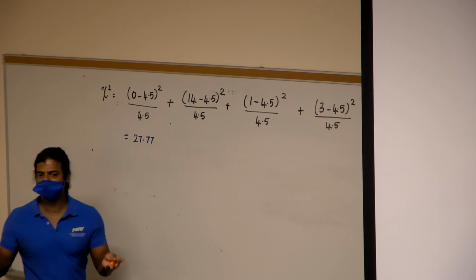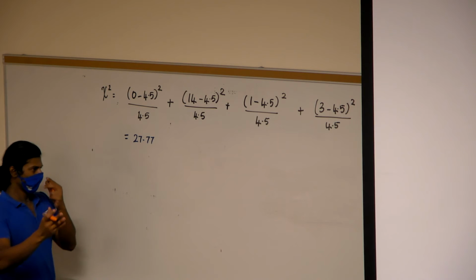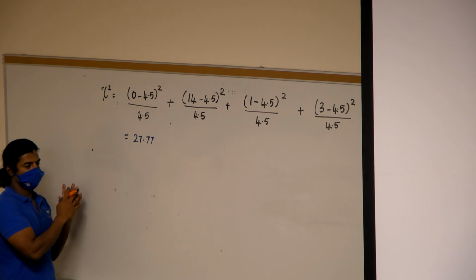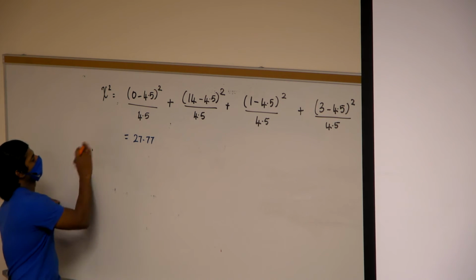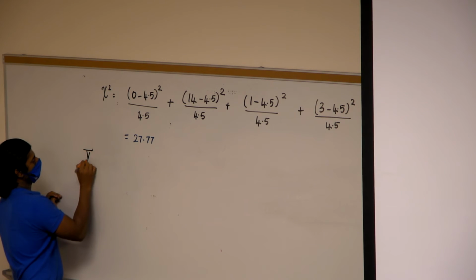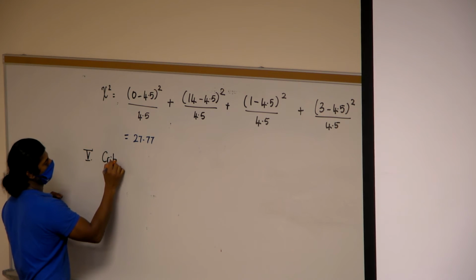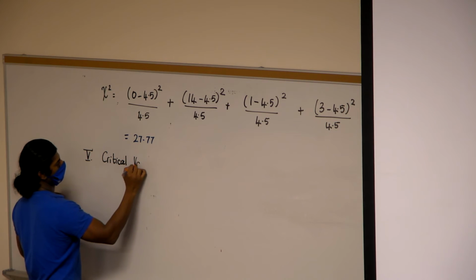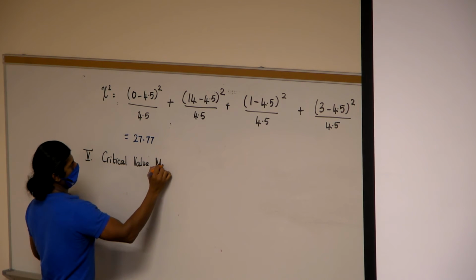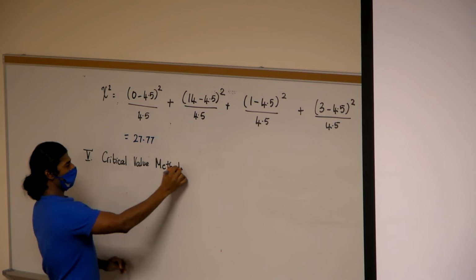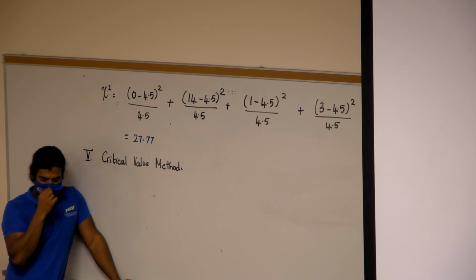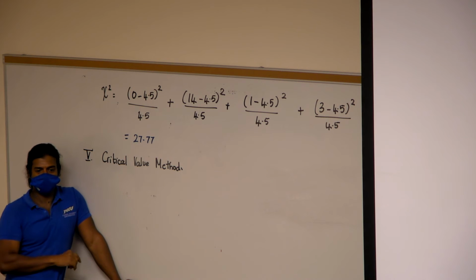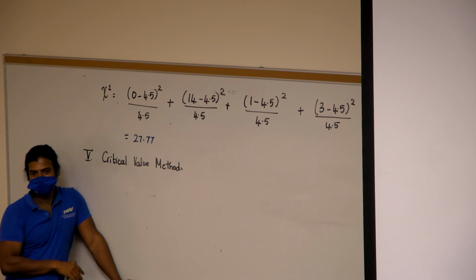What do we use to find the conclusion? We have two methods. We could either use the critical value method or the p-value method. Do we know what a chi-square distribution looks like? Does it look like a bell-shaped curve?